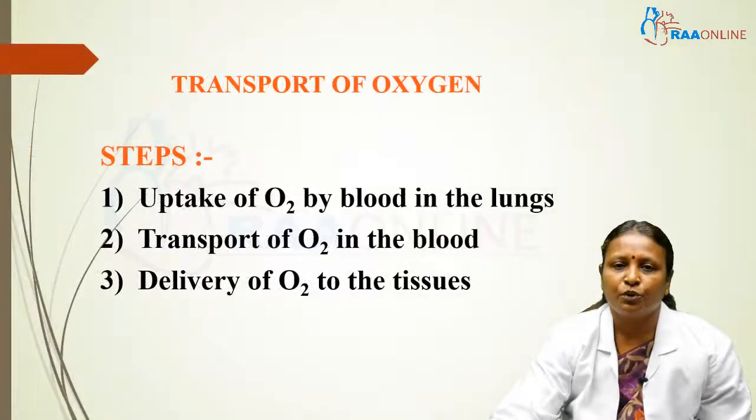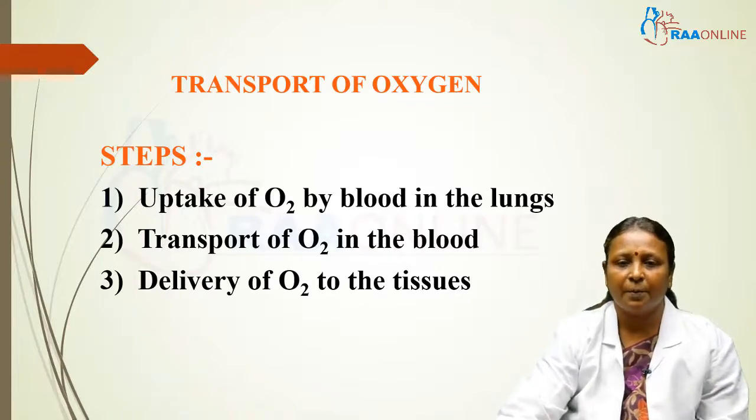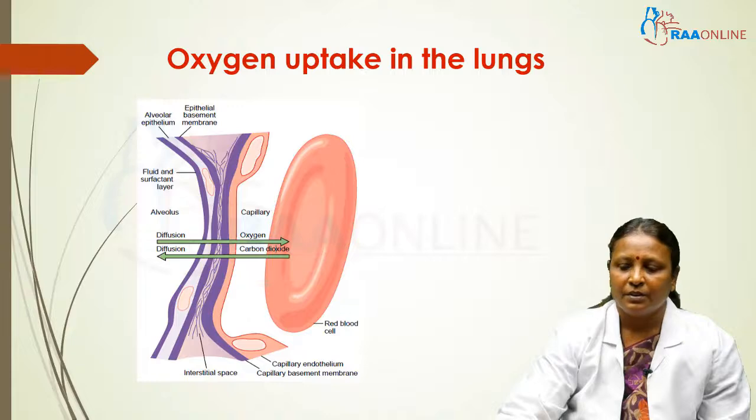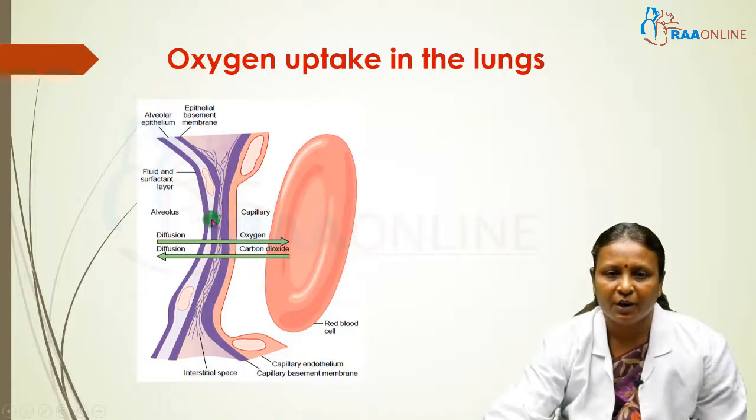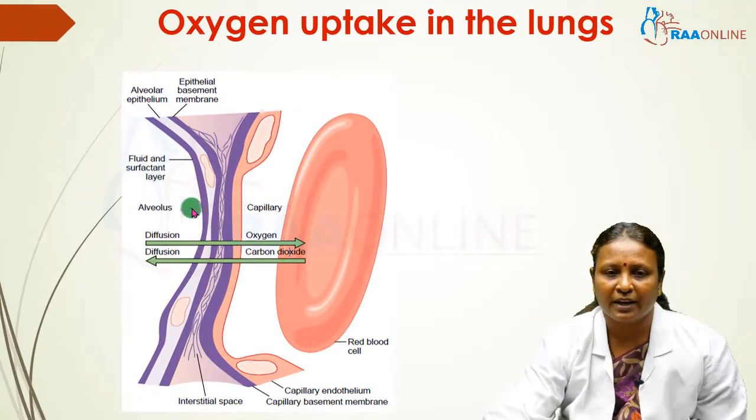The transport of oxygen involves three steps. The first step is uptake of oxygen by blood in the lungs. Next comes the transport of oxygen, and next the delivery of oxygen to the tissues. This you are all familiar with. You have the alveolus, you have the capillaries, you have the alveolar capillary membrane.